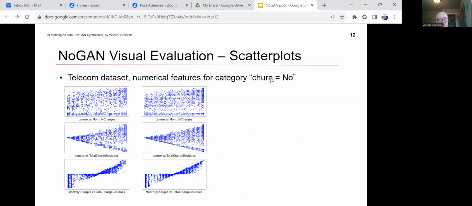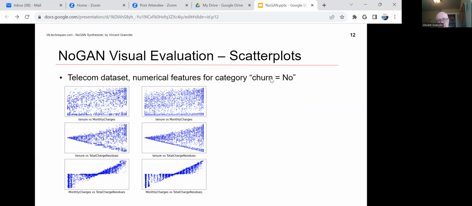And here is an example of, rather than using the KS distance, so I'm still talking about the evaluation using visualization here, which is scatter plots of 2 features at a time. And here it's one of the data sets, the telecom data set. There was also a categorical feature called churn, which could be either yes or no. Churn in this case meaning a customer that abandoned, that left the company, moved to a competitor.